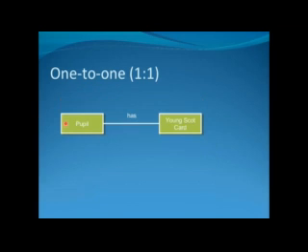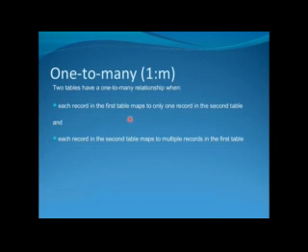Next, the diagram shows that a person has a young scot card. Now one to many: two tables have a one to many relationship when each record in the first table maps to only one record in the second table, and each record in the second table maps to multiple records in the first table. Let's see the example.